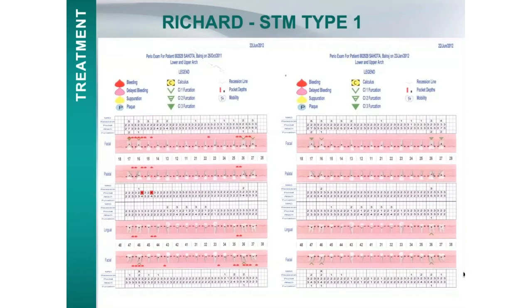So here's an example of a patient who has some moderate bleeding in the posteriors with some 4-millimeter pockets. And we classified him as an STM1. And we treated him. So the left perio chart is the pre-treatment. The right perio chart is a 6-week reeval, and no bleeding, no pockets, and now we maintain him.